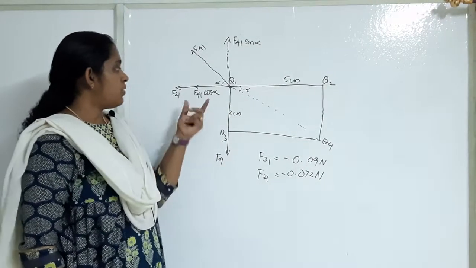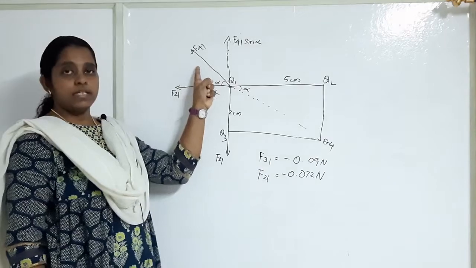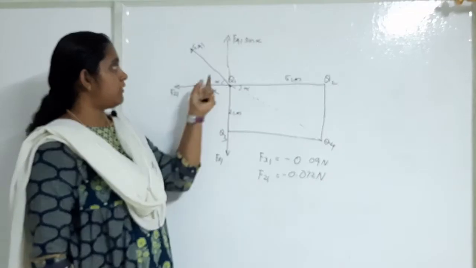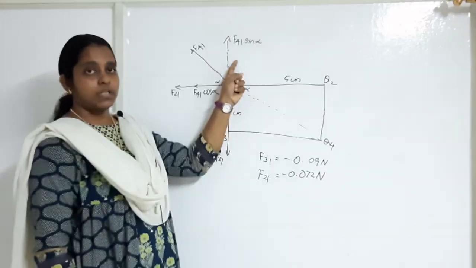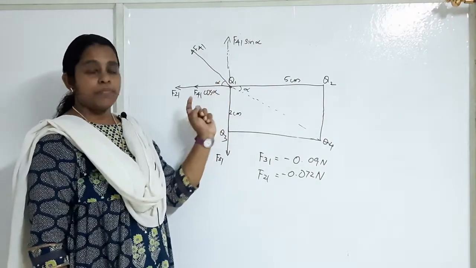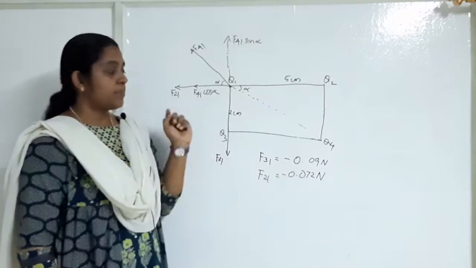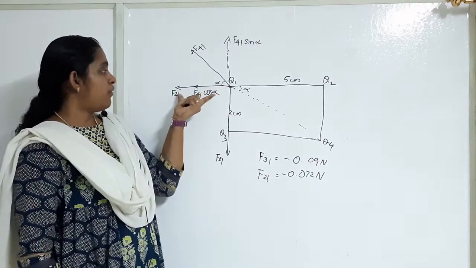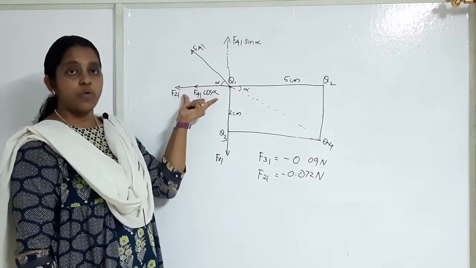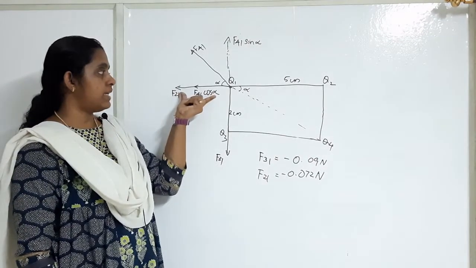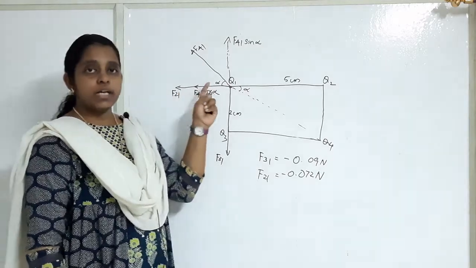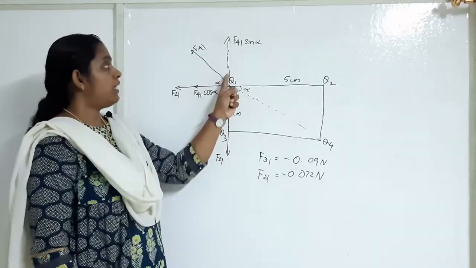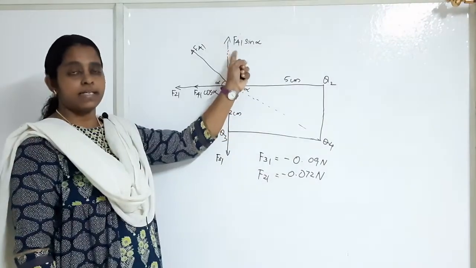Now, this force F41 is divided into two components, F41 cos alpha in this direction and F41 sin alpha in the perpendicular direction. If you take this angle as alpha, this angle and this angle are both the same. Now the resultant of all these forces: in the negative x direction, F21 plus F41 cos alpha, and in the y direction there are two forces, F31 in the downward direction and F41 sin alpha in the upward direction.